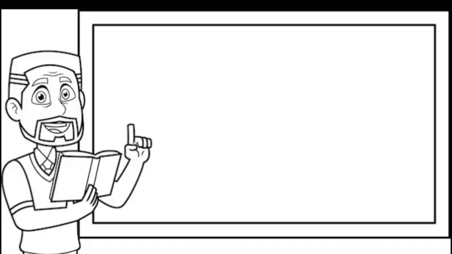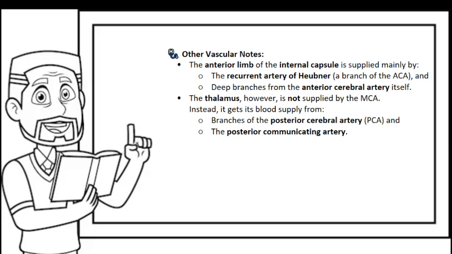Now, there are some things we should note. The anterior limb of the internal capsule is supplied mainly by the recurrent artery of Heubner, which we just spoke about, which is a branch of the anterior cerebral artery. The anterior limb of the internal capsule is also supplied by the deep branches from the anterior cerebral artery itself. The thalamus, however, is not supplied by the MCA. Instead, it gets its blood supply from the branches of the posterior cerebral artery and the posterior communicating artery.